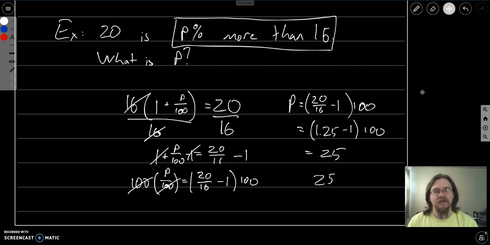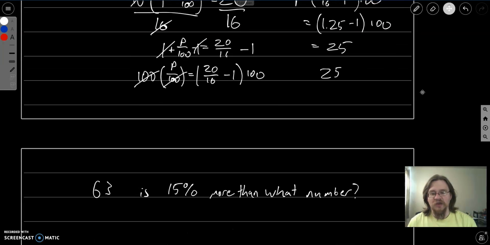Hello and welcome back. We're nearly finished with this lesson. For instance, we had just gone through this question where we asked 20 is p% more than 16, and then the question is what is p here? Well, we wrote down the original formula, canceled a bunch of stuff out, found that p is 25. So we would say that 20 is 25% more than 16.